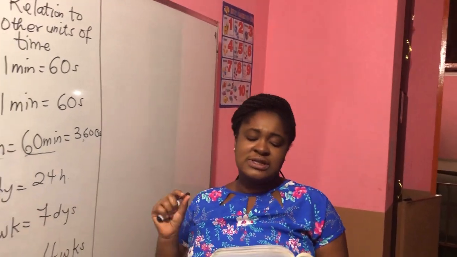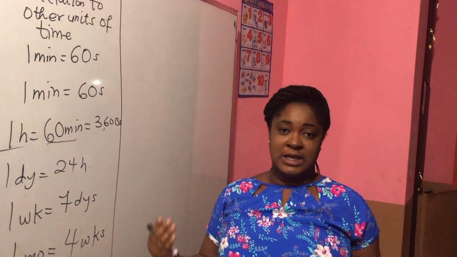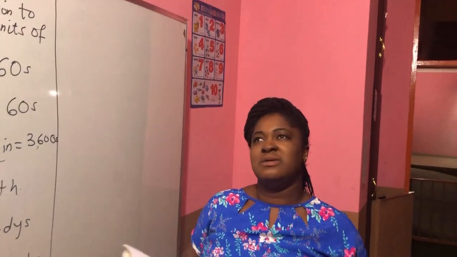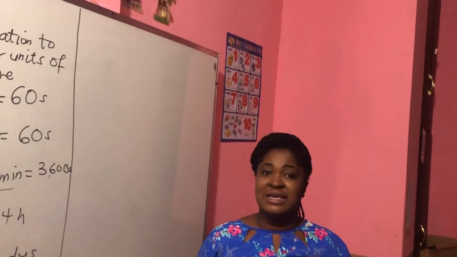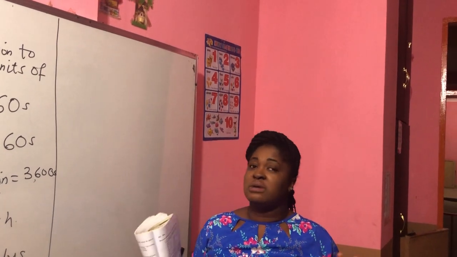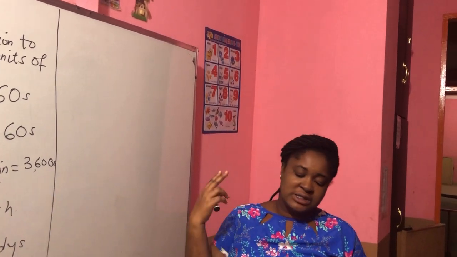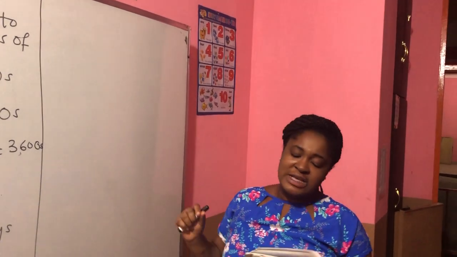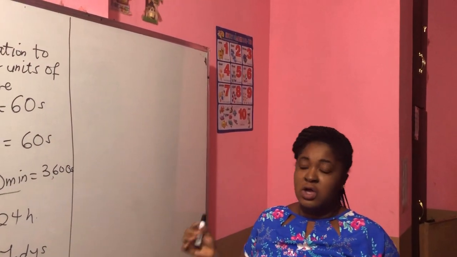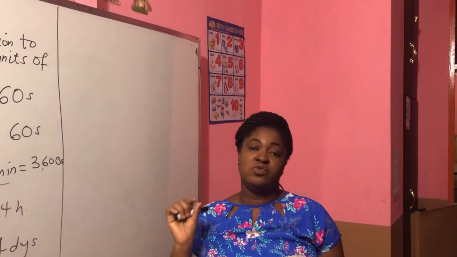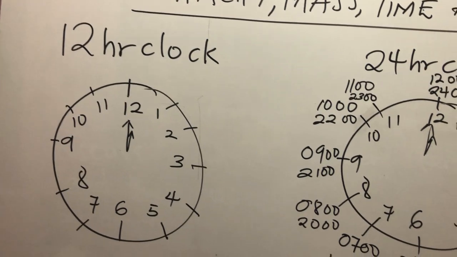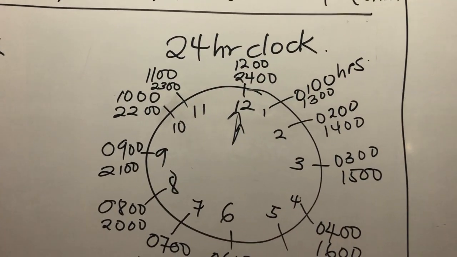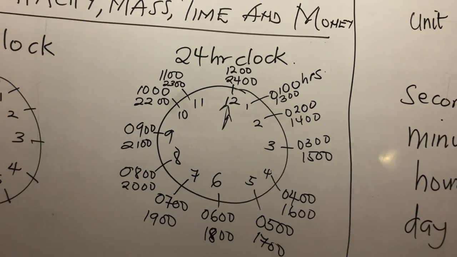Now they are saying that there are 2 systems for giving the time of the day. I'm sure sometimes when you ask somebody the time, the person can tell you it's 1 p.m. or the person can say it is 13 hours. I'm sure some of you might have heard it somewhere. So these are the 2 systems that we have. Let me start with the common one that we all know, the 12-hour clock. I'll explain it from the drawing there. The other one is the 24-hour clock.